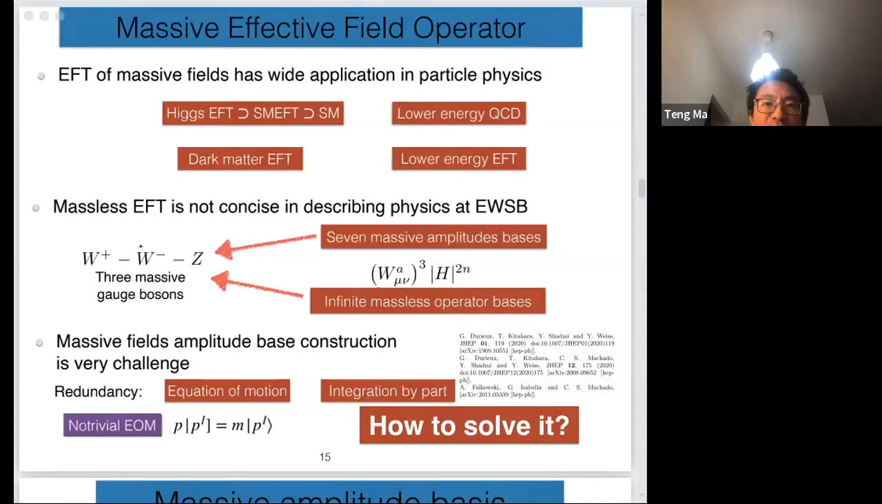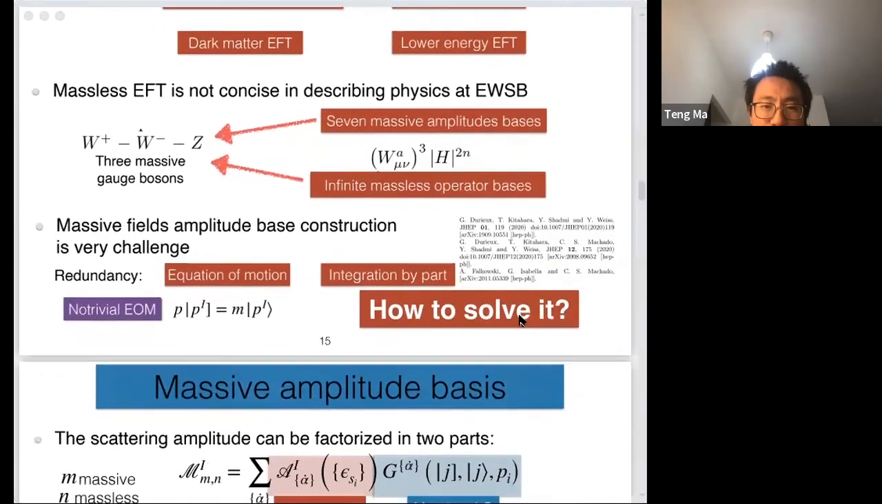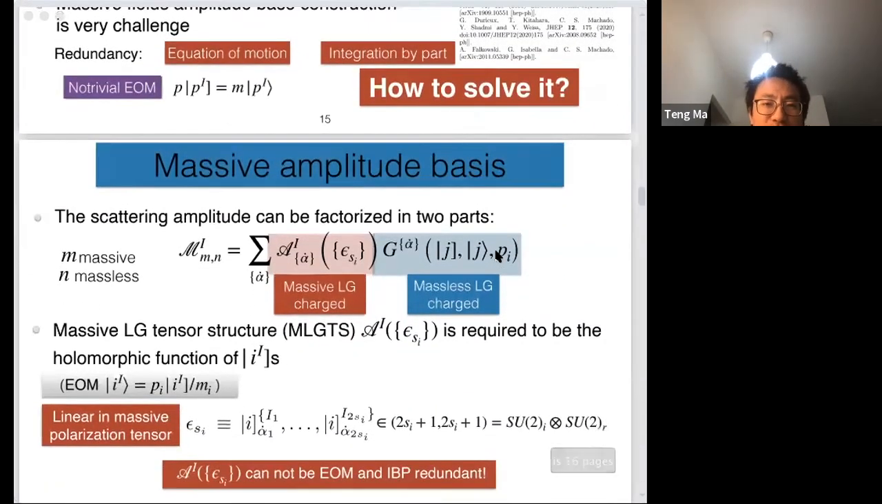Constructing the amplitude basis of massive fields is more difficult because the amplitude basis can have both equation of motion and IBP redundancy. The equation of motion redundancy can be generated because the massive spinor equation of motion is not trivial, the right side is not zero. Here are some works that did some primary exploration of this problem, but they still cannot solve it. Next, I will discuss how to fully solve this problem in two steps.